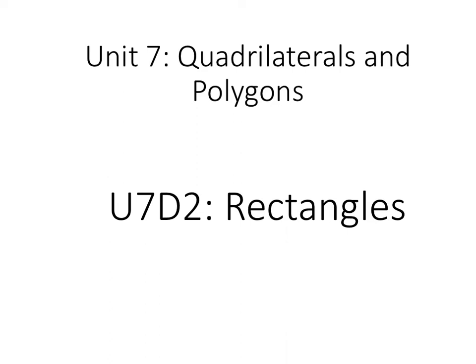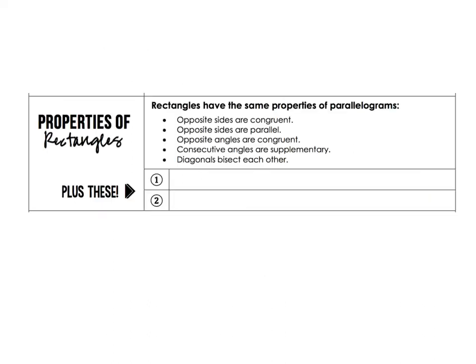In Unit 7, we are still talking about quadrilaterals and polygons. However, today we're going to focus on rectangles. The properties of a rectangle include all the properties of a parallelogram. So if you look here, we see all the properties of a parallelogram. However, we're going to add two additional properties, two that you already know.